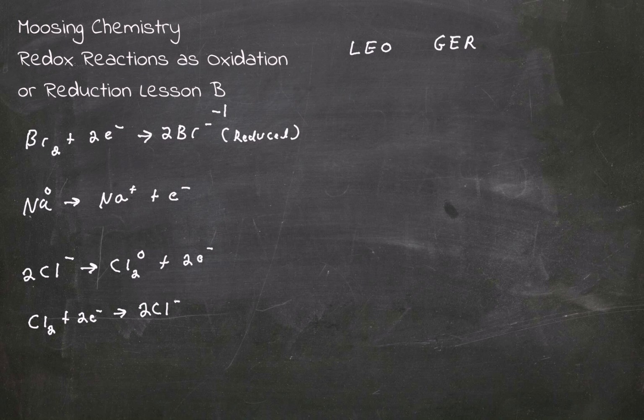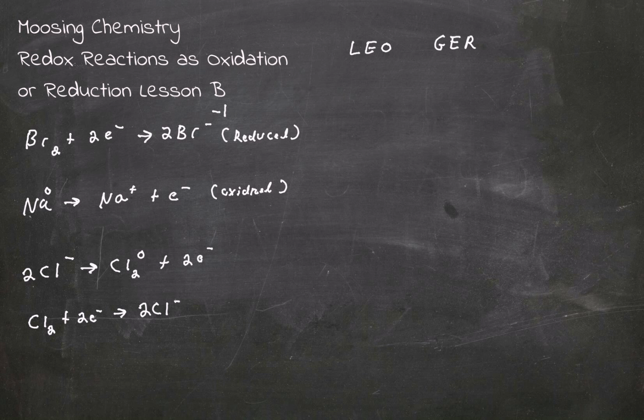Okay? Sodium here is neutral. It has an oxidation number of zero, so it's giving up an electron right here. When it gives up an electron, it has more protons than it does electrons. So you're losing electrons, you oxidize. Okay, oxidize.